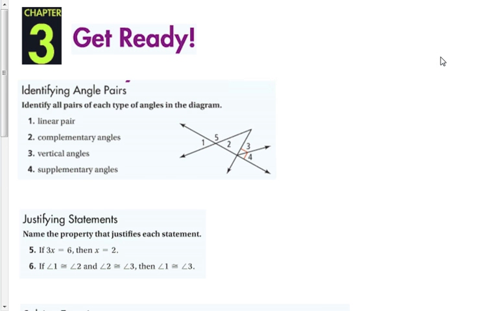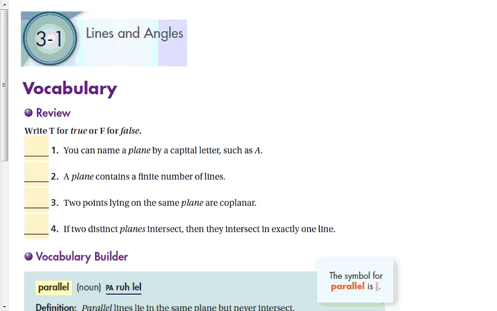Hey students, this is lesson 3.1. In this lesson, we are going to learn how to identify relationships between figures in space and to identify angles formed by two lines and a transversal. Go ahead and try this review.